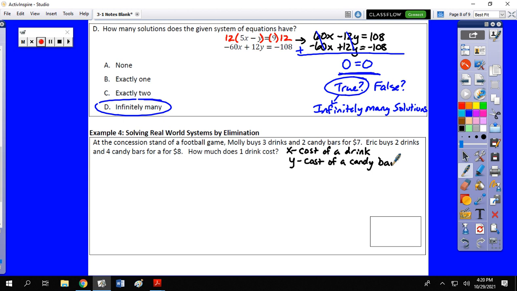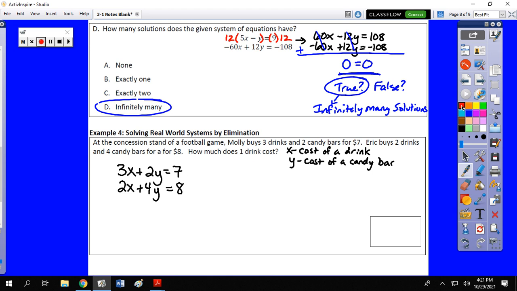It's important that we know what our variables stand for. So if you choose to use D for drink and C for candy bar, that's fine too. But you need to know what your variables mean. Now this says Molly buys 3 drinks and 2 candy bars for $7. So equation 3x plus 2y equals 7 represents Molly's order. Eric buys 2 drinks and 4 candy bars for $8. So that equation, 2x plus 4y equals 8, would represent Eric's order.